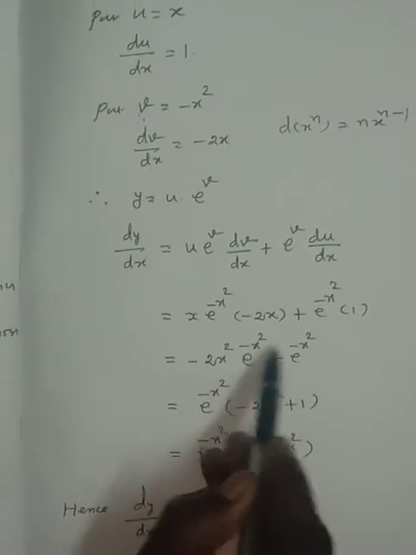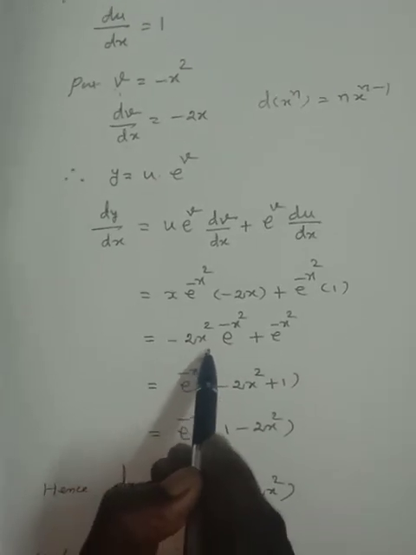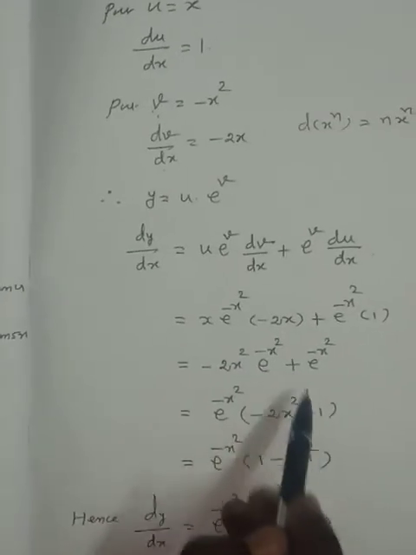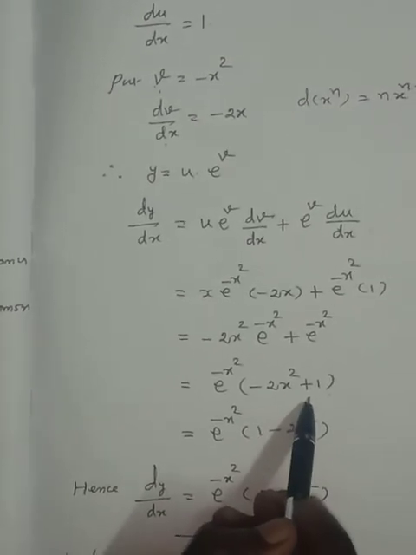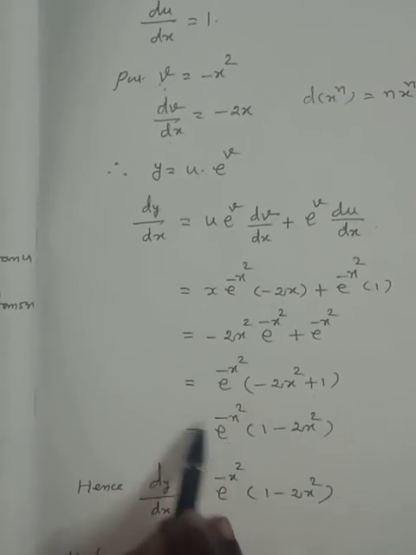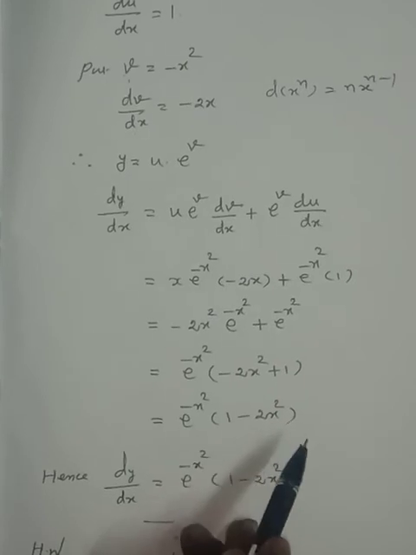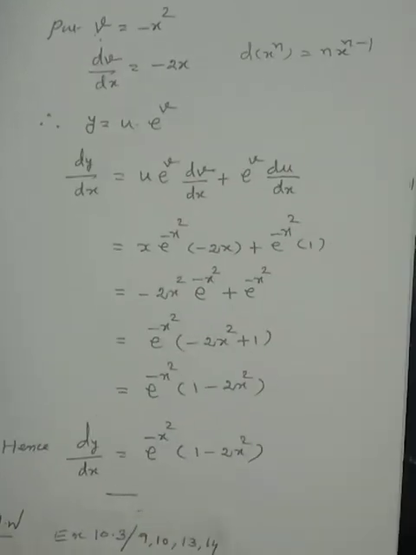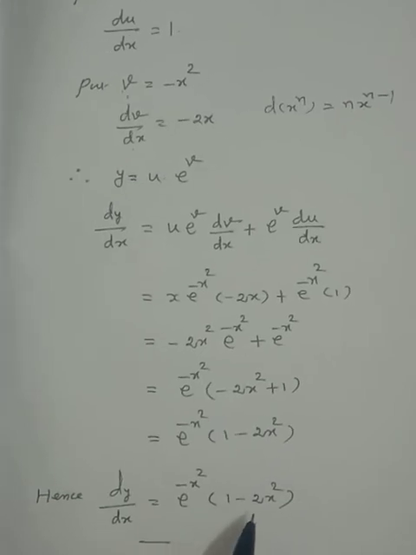E to the power of minus x square is common. Then minus 2 into x square plus 1. Addition is commutative, therefore interchange 1 and minus 2x square. We have e to the power of minus x square into 1 minus 2 x square is dy by dx. Hence dy by dx is equal to e to the power of minus x square into 1 minus 2 x square is the answer.